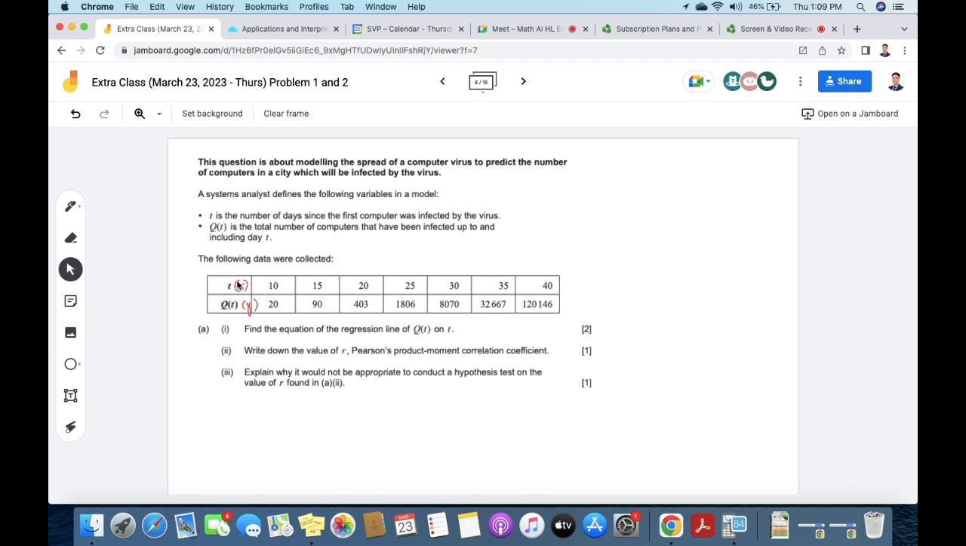Let's start with letter A. Find the equation of the regression line of Q of T on T. Do you know how to use your calculator for the regression line? Try to do that first on your calculator, and afterwards I'd like you to post your answers here. You can work it out on paper, take a screenshot, and paste it here on Jamboard.